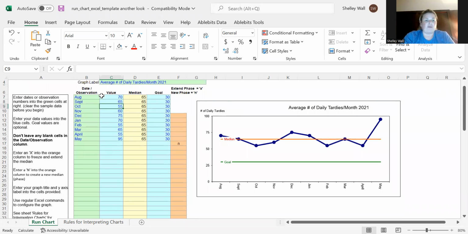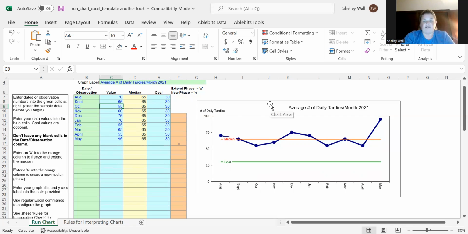So if you look down into my chart for the data observation, I've labeled the months of the school year from August through May, and then entered the number of average daily tardies per month. And you can notice that there's quite a bit of variety, running from 55 to 95. At that point, the median is determined, which was 65, and a goal was set for 30.